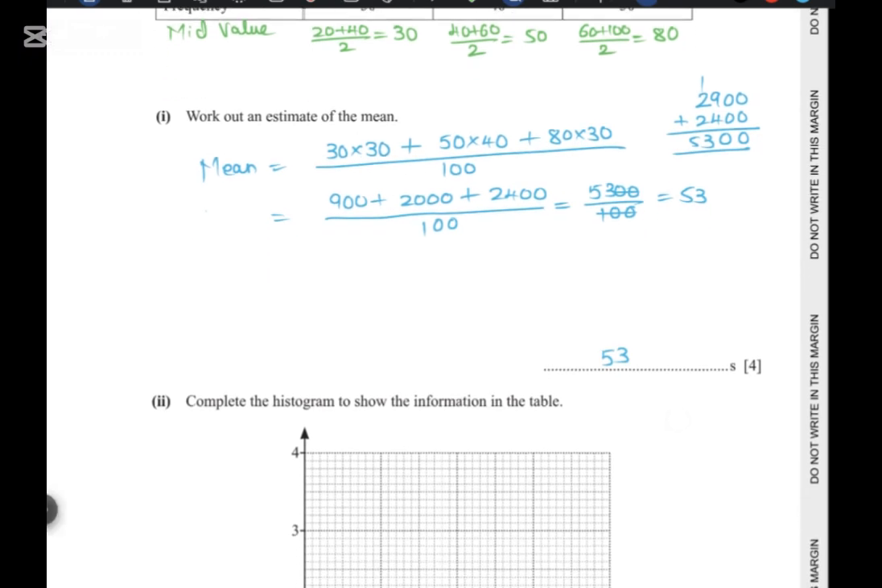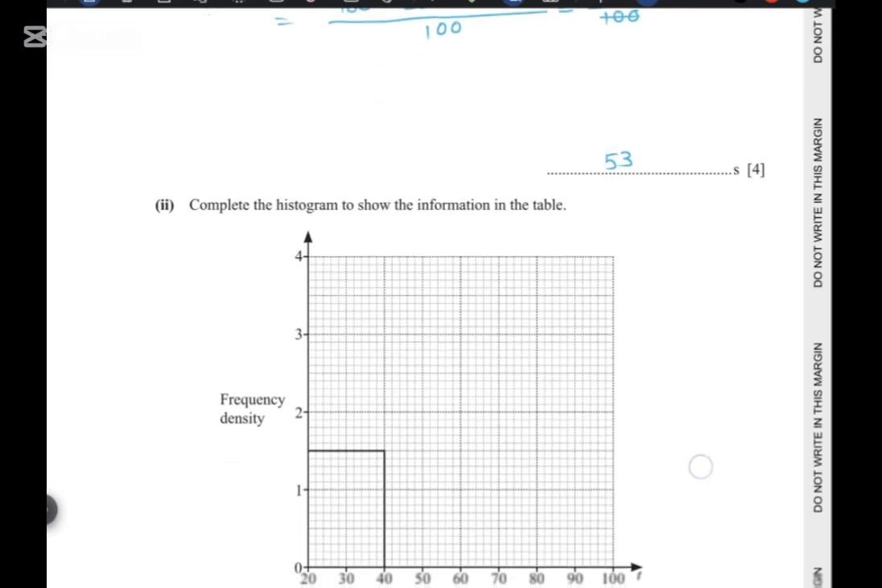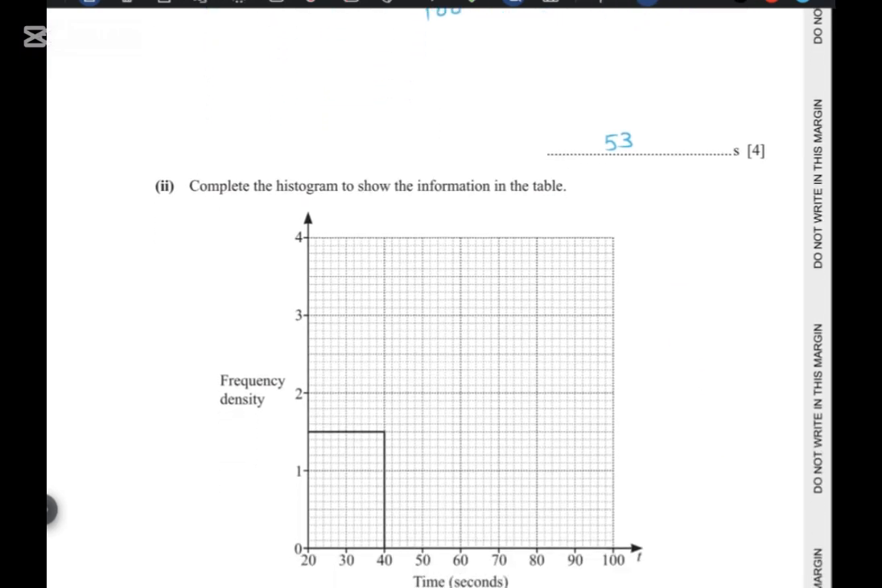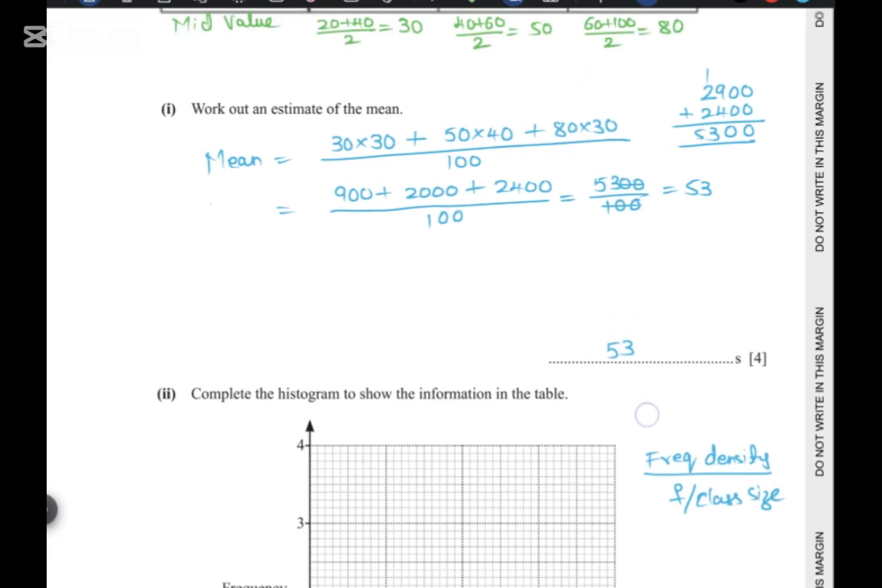Complete the histogram to show the information in the table. So we have to complete the histogram here. This is incomplete. First one is drawn for us. We have to draw the rest too. So for this we need the frequency density. Frequency density will be frequency divided by the class size. Now first one is already done, so let us do only for the two remaining classes, the class 2 and 3.